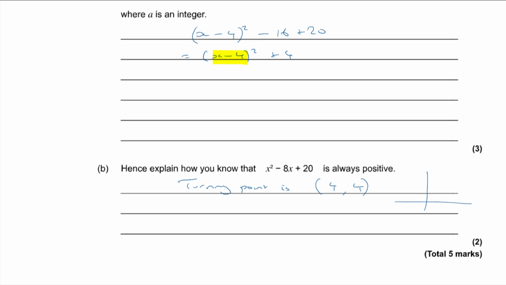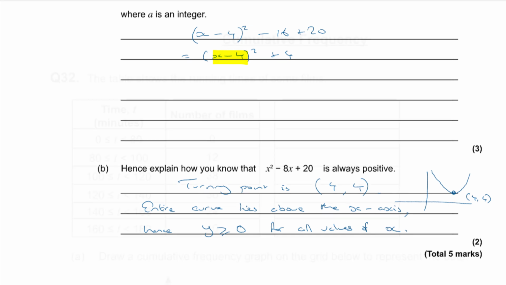So it's going to look like, if you think about a graph, if you think about the point 4, 4, then the graph is going to be a parabola through that point, isn't it? And you can see that it's always above the x-axis. So we can say that the entire curve lies above the x-axis, hence y is greater than or equal to 0 for all values of x.